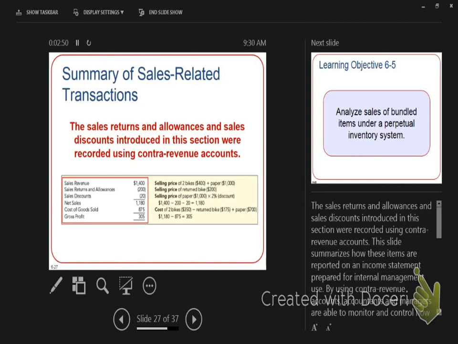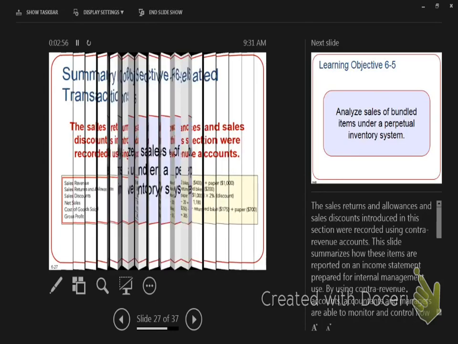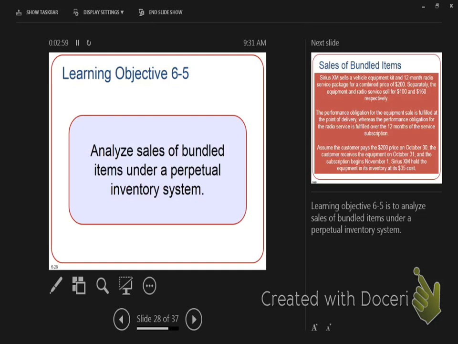So then we showed this slide where you have your sales revenue, discount, ending up with your gross profit. All right, and that got us to this slide. So let's go ahead and do a problem so you can stop listening to me.